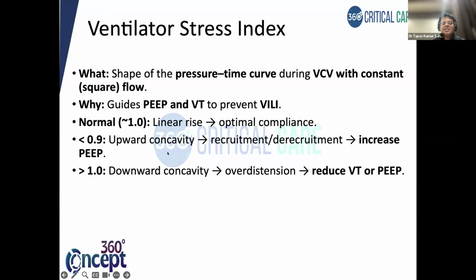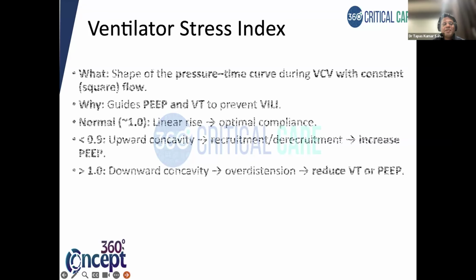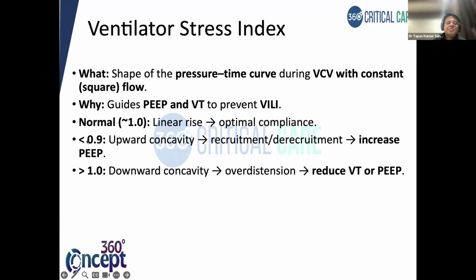This would be a linear rise. That means optimal compliance. Normal. Right. This is the normal, like this. Now, if it goes up, upward concavity, that means less than 0.9. Recruitment, de-recruitment, you have to increase the PEEP. More than 1, downward concavity, that means over distension. That means you have to reduce the tidal volume or the PEEP. Clear?